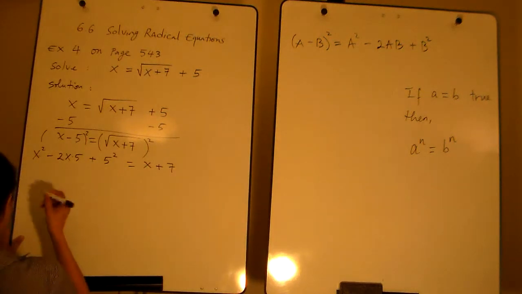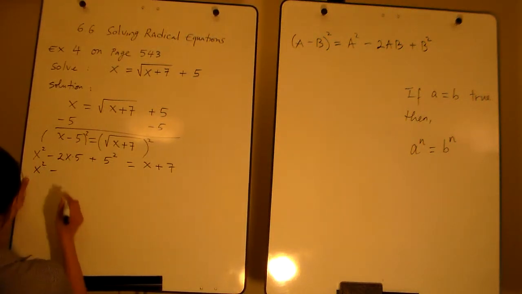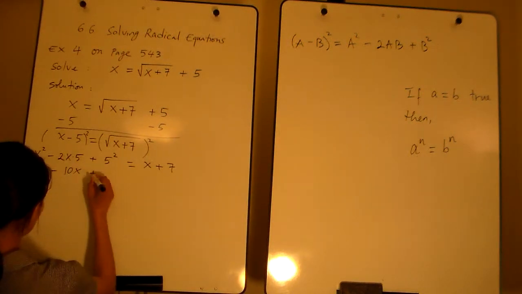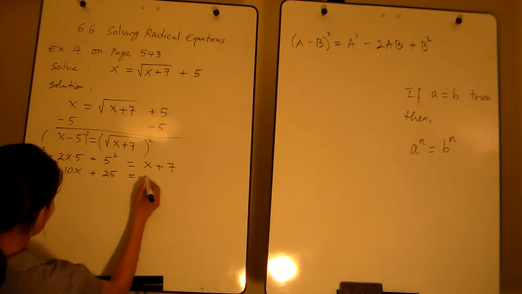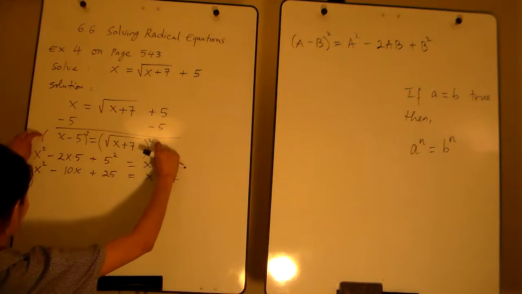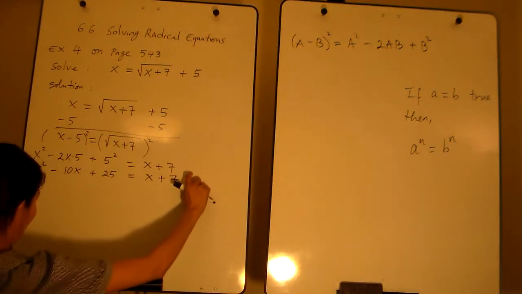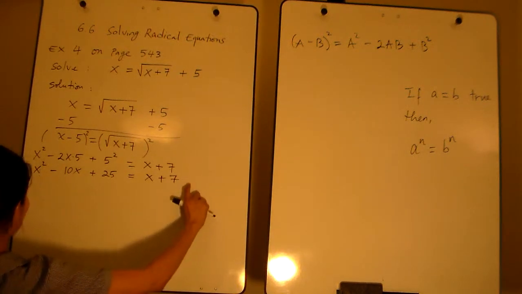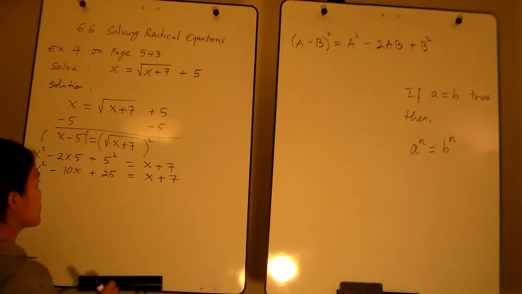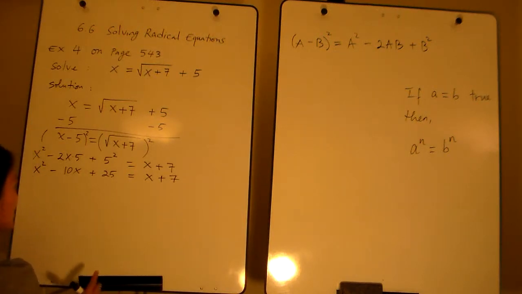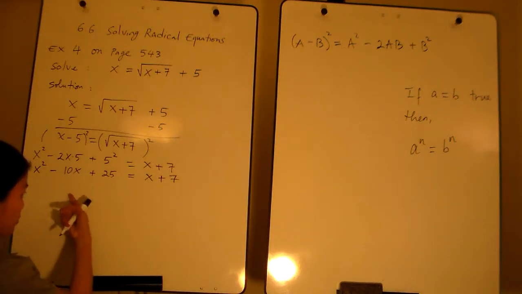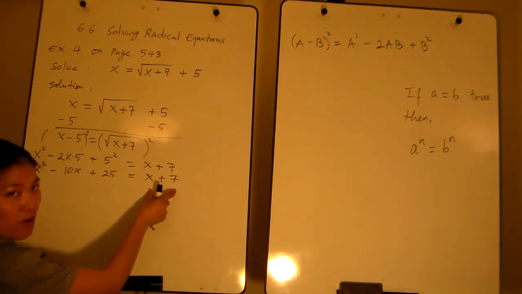Simplify, we have x squared minus 2 times 5 is 10, 10x, and then plus 5 squared, 25, equals x plus 7. And you see, after you square this, we have an equation without the radical. Then we simplify, we get this. Now, to solve the equation, we will use the principle of 0. That means we'll move all terms on the right hand side to the left so that we have one side equal to 0.